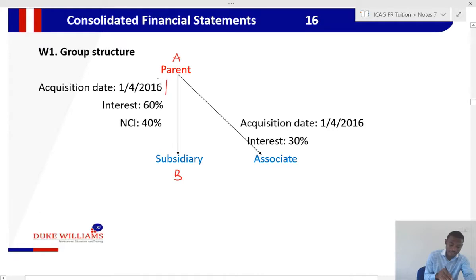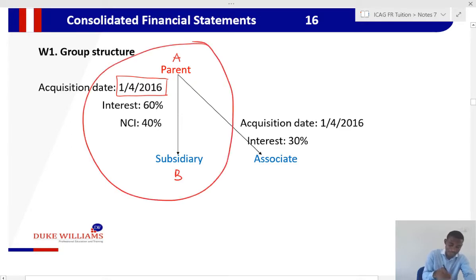Now, again, the same group structure will indicate the date of control, which is very important under IFRS 3. So the date control was achieved. So we are looking at the date of acquisition. Acquisition date is very important as we are consolidating. So what we often say is that entity A and B are in a group. So this is a group. They are in this group.